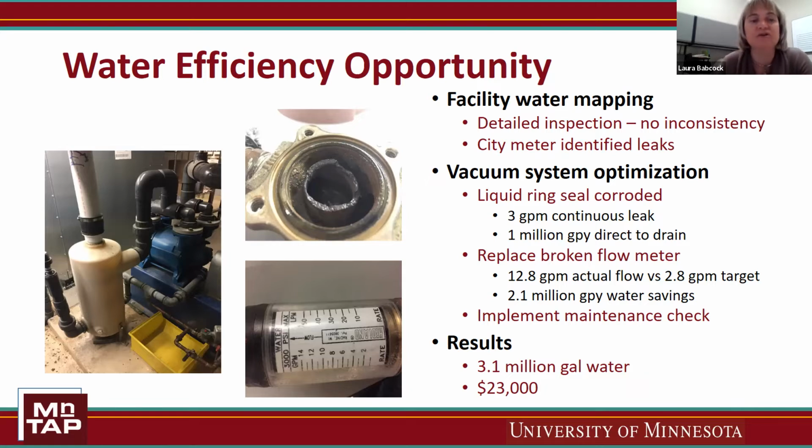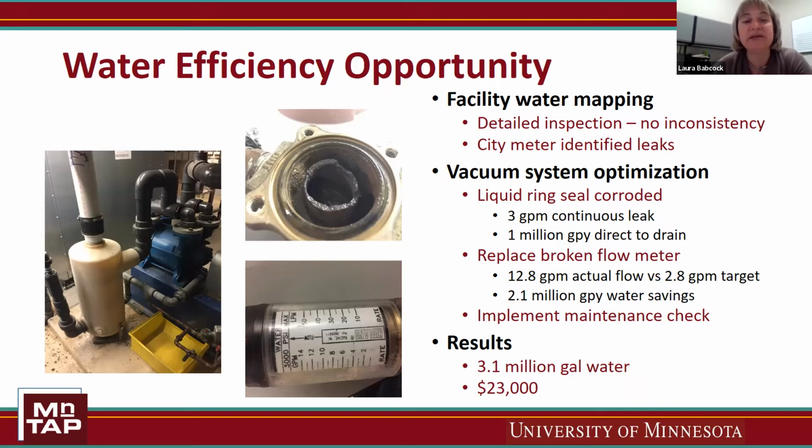An unseeable leak. It was underneath some equipment. The facility had a detailed inspection. They didn't see anything that they could find. The city meter was working properly, so they verified that. So the water was really going in. What they found was that there was a vacuum system, and there was a liquid ring seal, and it had corroded.